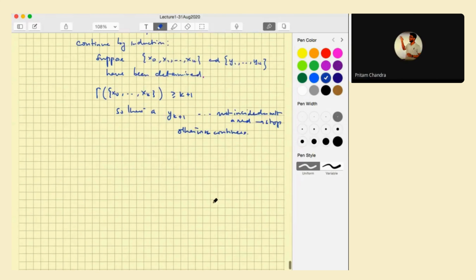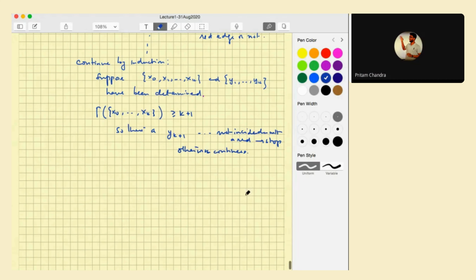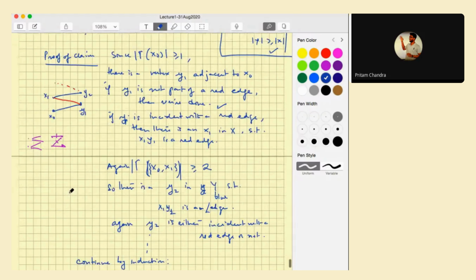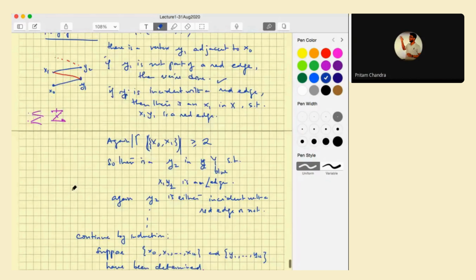Professor, am I audible now? Yeah, yeah. So, Professor, I was asking that. We just knew that x0 and x1, they must be connected to two elements y1 and y2, right? I'm not sure why x1 needs to be connected to y2. Like y1 and y2 can both just be connected to x0, and they can still satisfy the marriage condition.